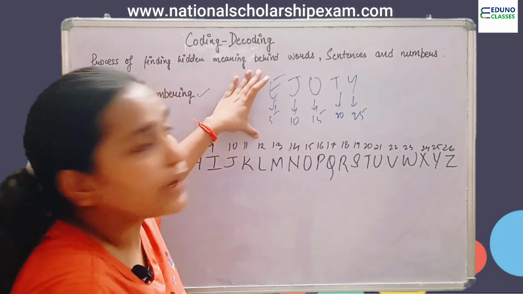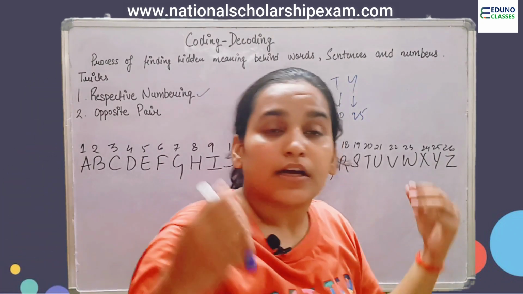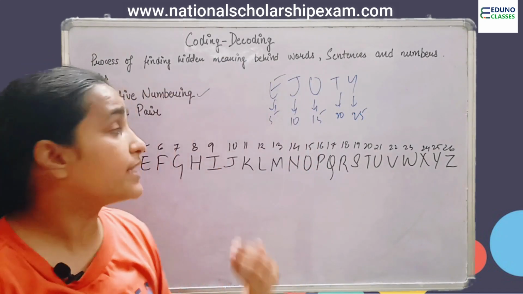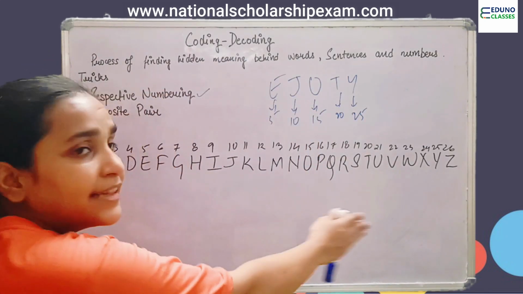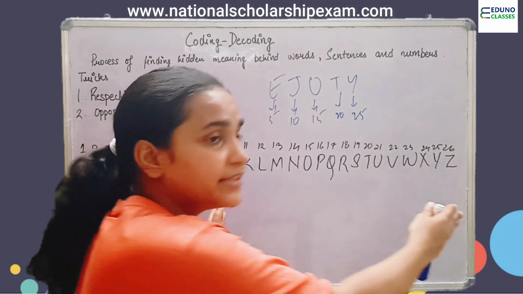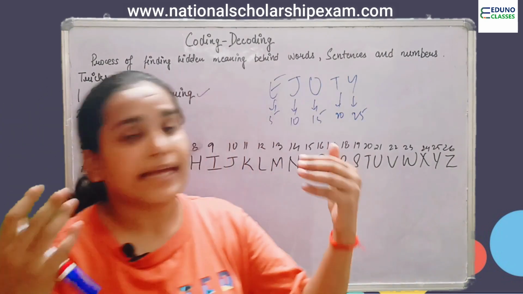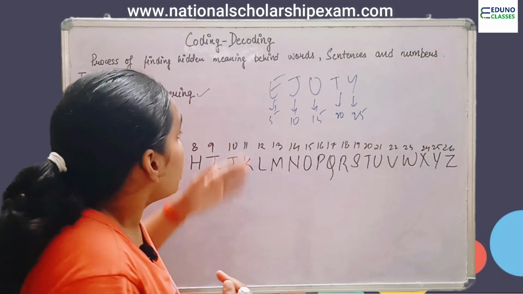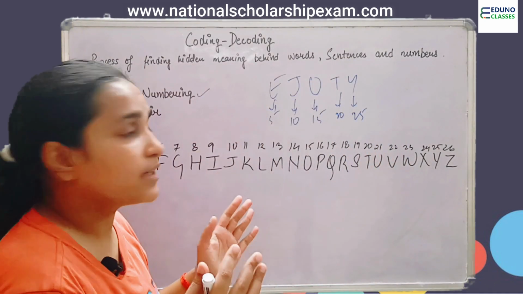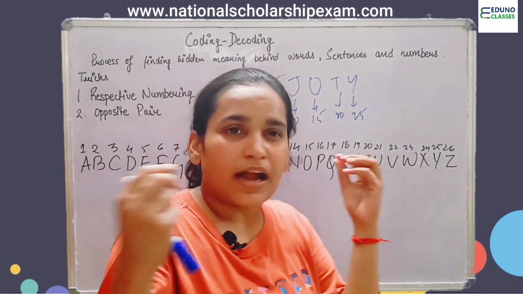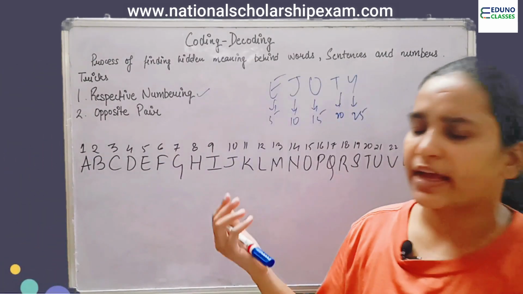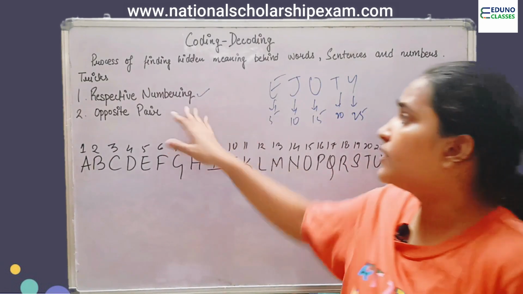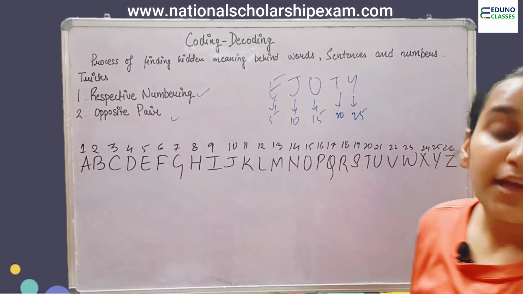This cuts our work short, because otherwise, if we write out the alphabets and then find their numerical values, it will take a lot of time, like 8 to 10 minutes to solve the question. So EJOTY will cut down the time consumption and we can solve the question in hardly 30 to 45 seconds, not more than 45 seconds. Okay. Now the next trick is of opposite pairing.